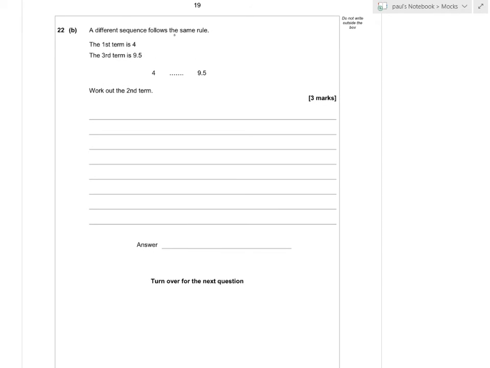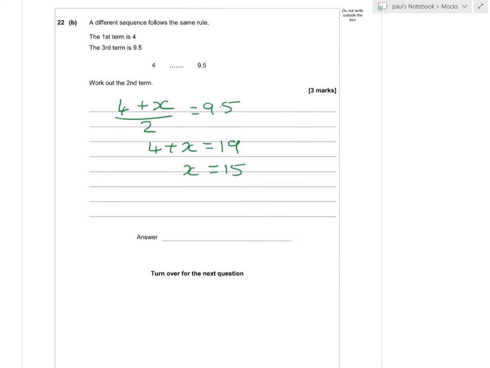A different sequence follows the same rule. The first term is 4, the third term is 9.5. So we've got 4 plus x divided by 2 equals 9.5. So 4 plus x equals 2 times that, which is 19. So x is 19 take away 4, which is 15. 22b is 15. Yeah, we did that.